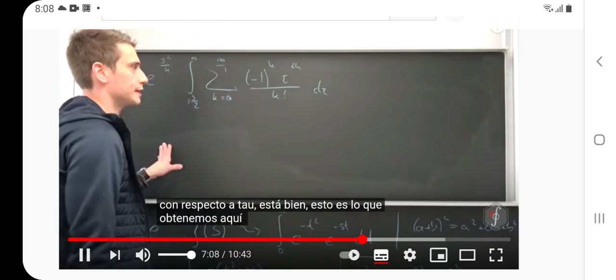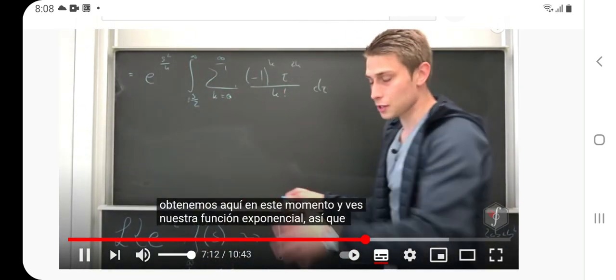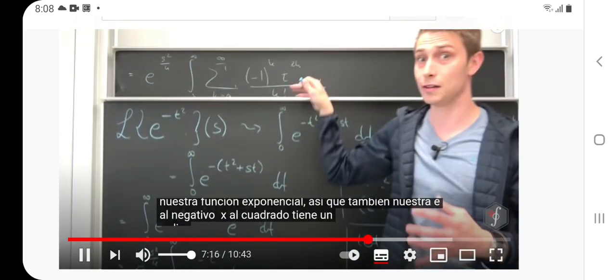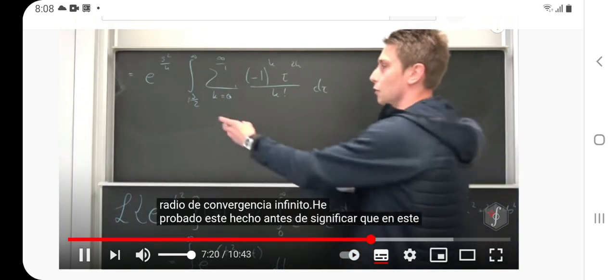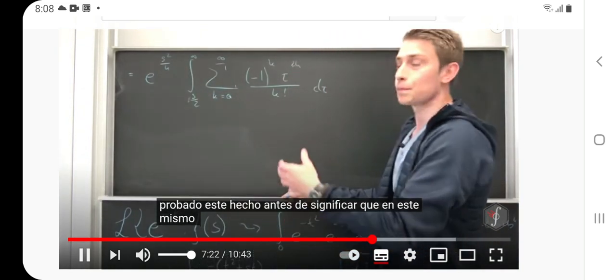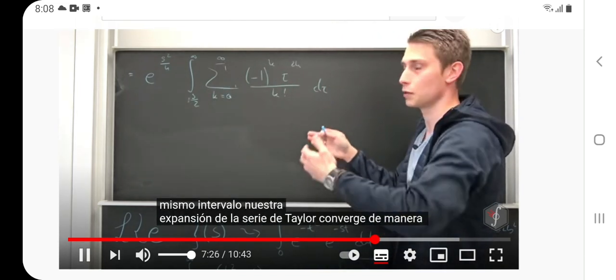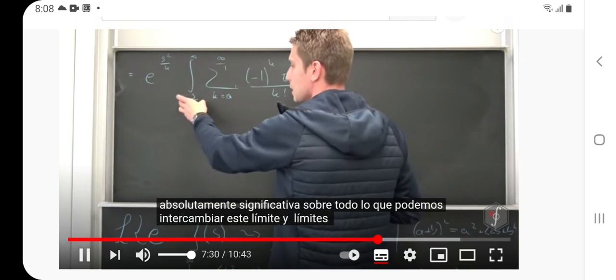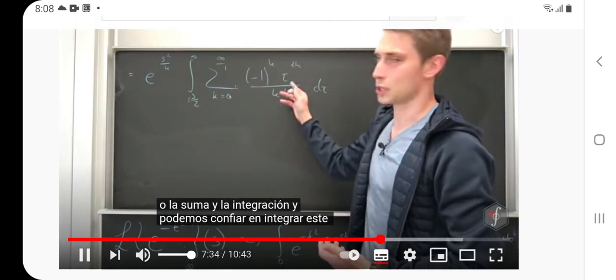Okay, this is what we get right here at the moment. And you see, our exponential function, so also our e to the negative tau squared, has an infinite radius of convergence. I have proven this fact before. Meaning on this very interval, our Taylor series expansion converges uniformly and absolutely, meaning overall we can interchange this limit and this limit, so the summation and the integration, and we can just integrate this polynomial.